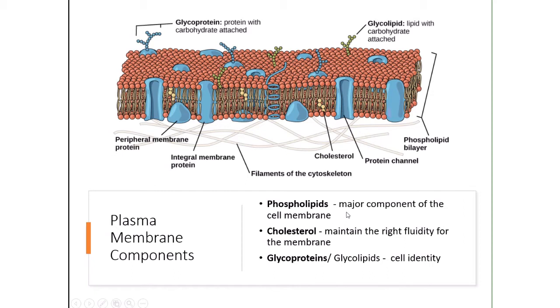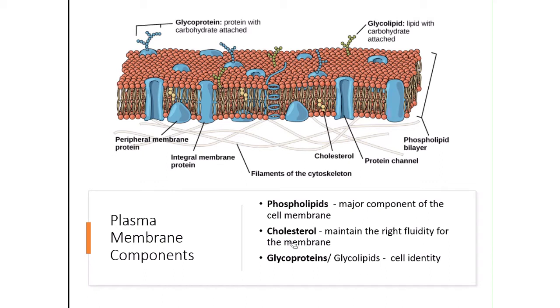The phospholipid is the major component of the cell membrane. It forms the phospholipid bilayer, and by now we talked about how the phospholipid bilayer has the hydrophilic heads facing either the outside of the cell or the inside of the cell, and in between there are going to be these hydrophobic tails. The cholesterols are important because they maintain the right fluidity for the membrane.